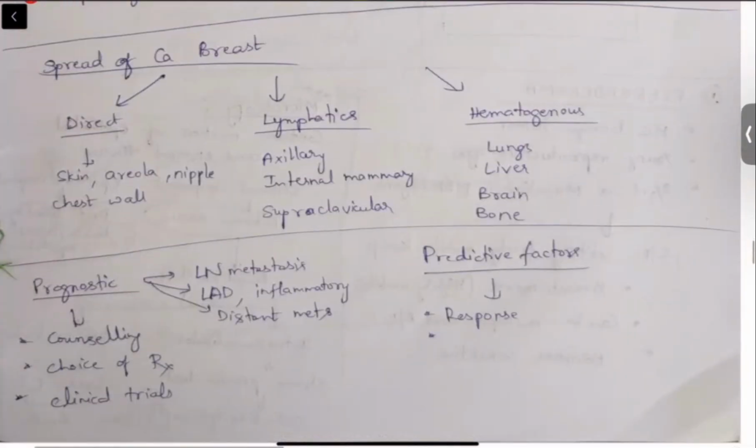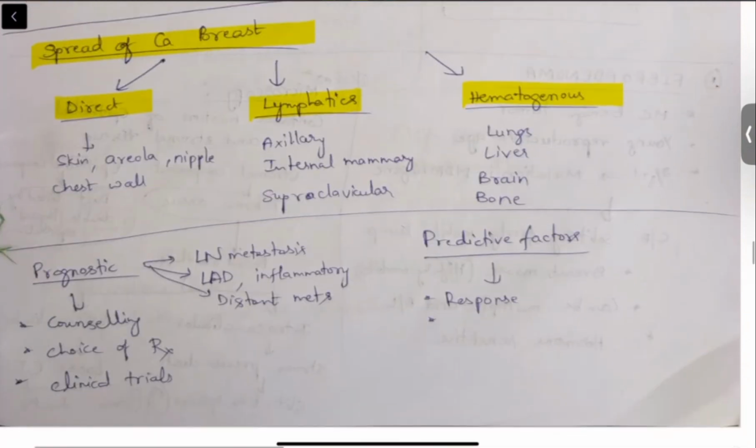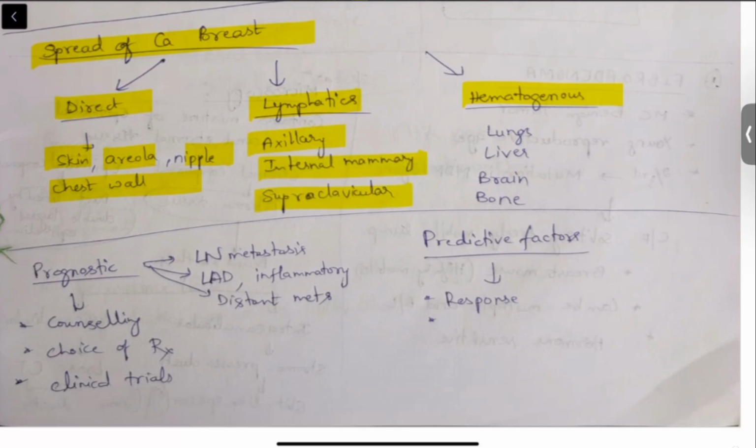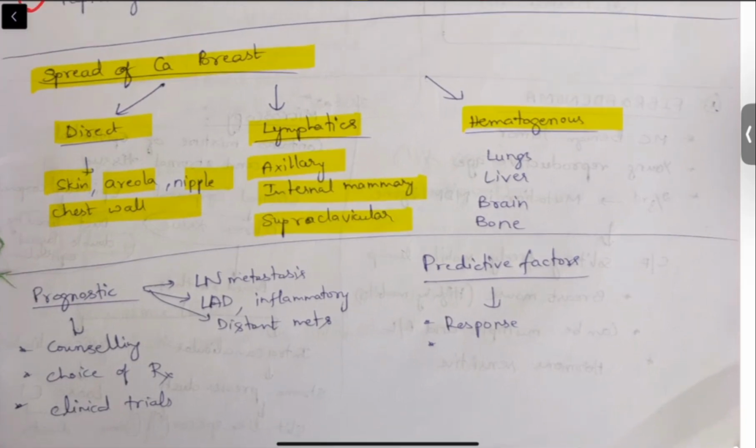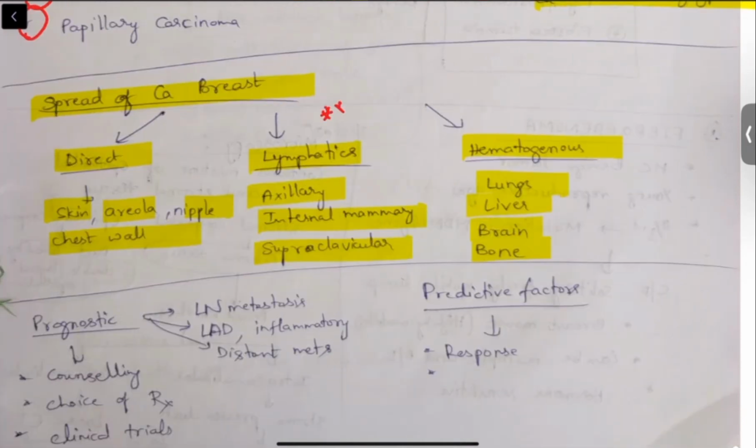After this, we need to know how breast cancer spreads. Breast cancer can spread directly, through lymphatics, or through the hematogenous route. Directly, it can spread to skin, areola, nipple and chest wall, the surrounding tissues. Through lymphatics, it can spread to axillary, internal mammary or supraclavicular lymph nodes. Hematogenously, it can spread to lungs, liver, brain and bone. Hence, breast cancer should be diagnosed and treated as early as possible, because it has various routes of spread and can spread to the entire body.